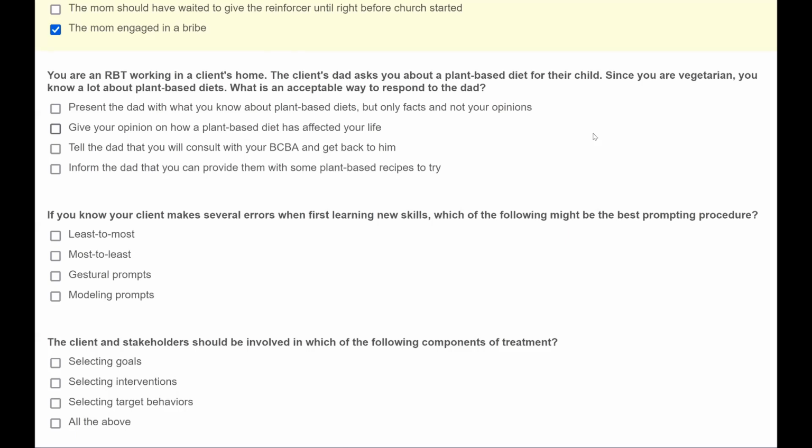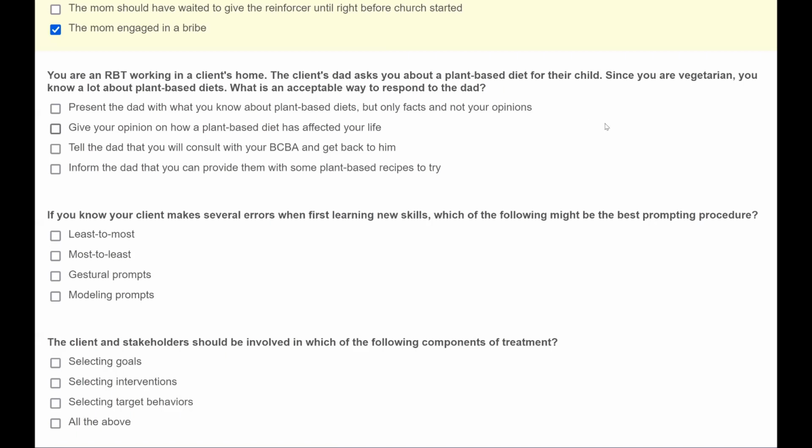What should you do? A, present the dad with what you know about plant-based diets, but only facts and not your opinions. Maybe you do have the facts, right? But is that your role to provide dad with the facts on diet for their child? No, it's just not, right? And it's not because RBTs can't be trusted, right? The issue becomes ultimately the BCBA and the supervisor are responsible for what happens in this case. And if you give bad information, knowingly or unknowingly, and something happens, the supervisor is ultimately responsible. That is their role. The RBT's role is implementation.